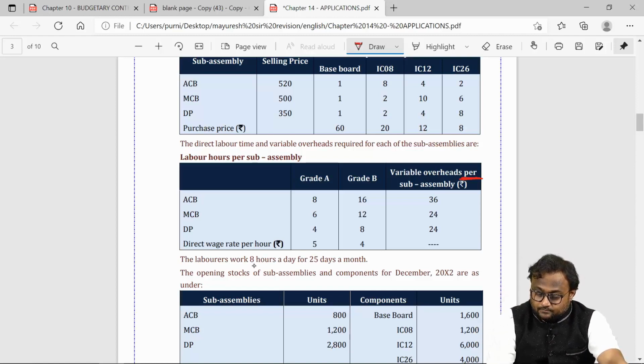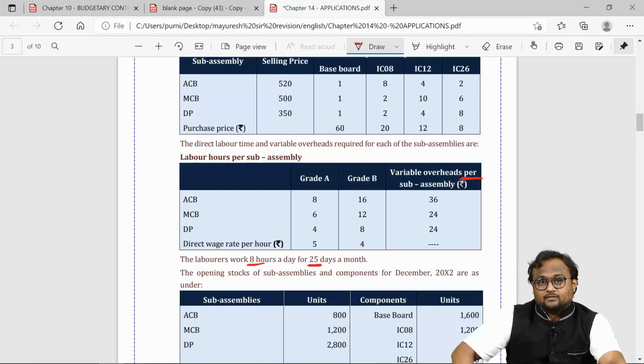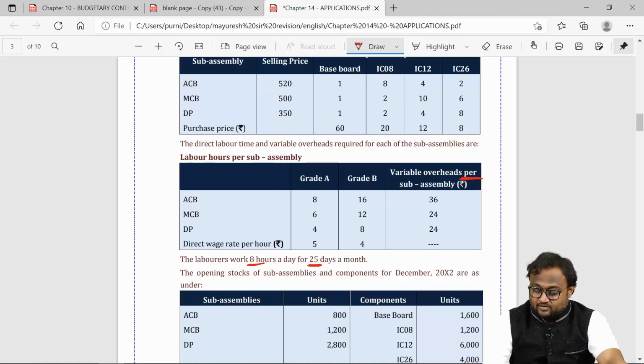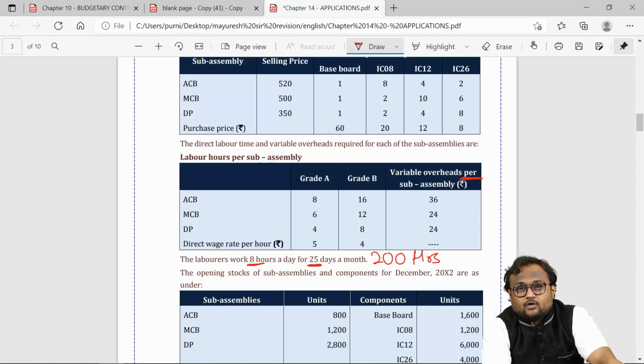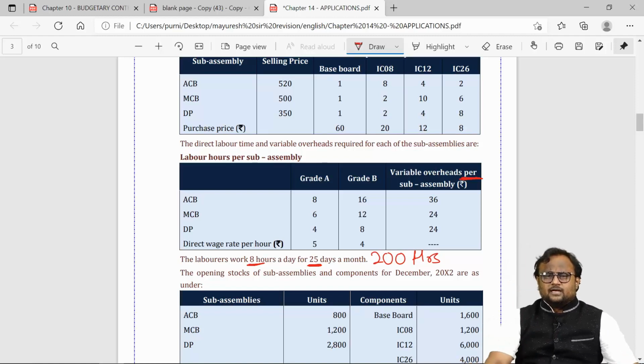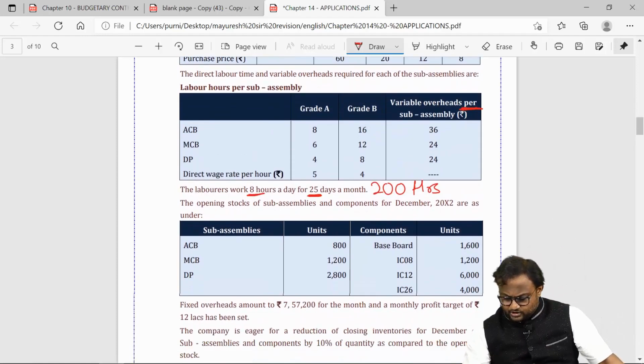Laborers work for 8 hours a day and for 25 days in a month. That means in a month, a worker is working for 200 hours. In a given period of 1 month, one worker will work for 200 hours. So if you want to get 400 hours of work done, appoint 2 workers. If you want 20,000 hours of work to be done, employ 100 workers. It is that simple.